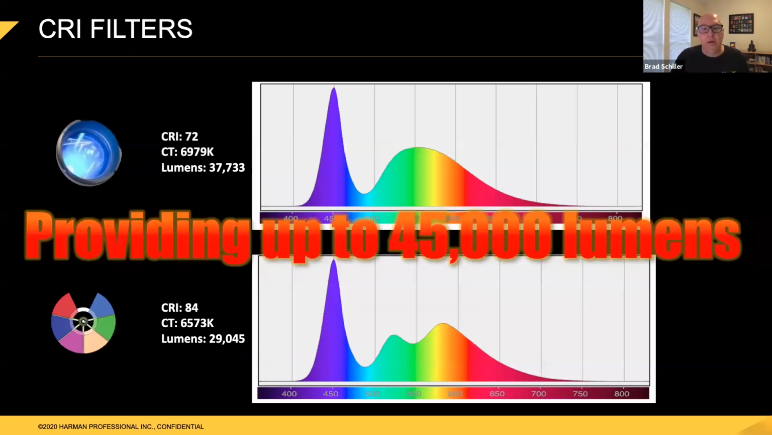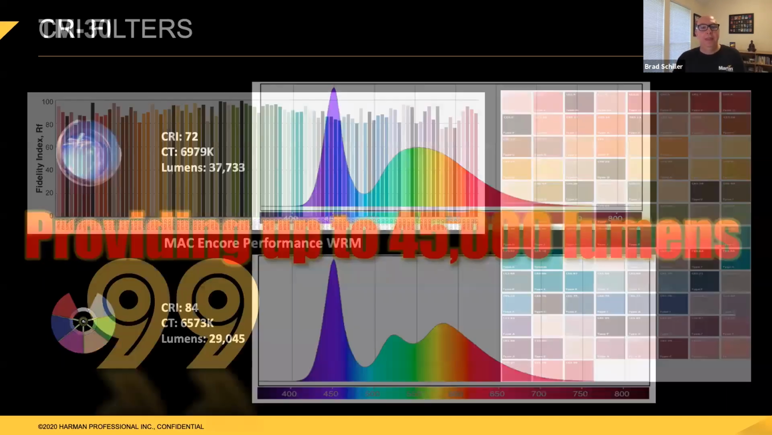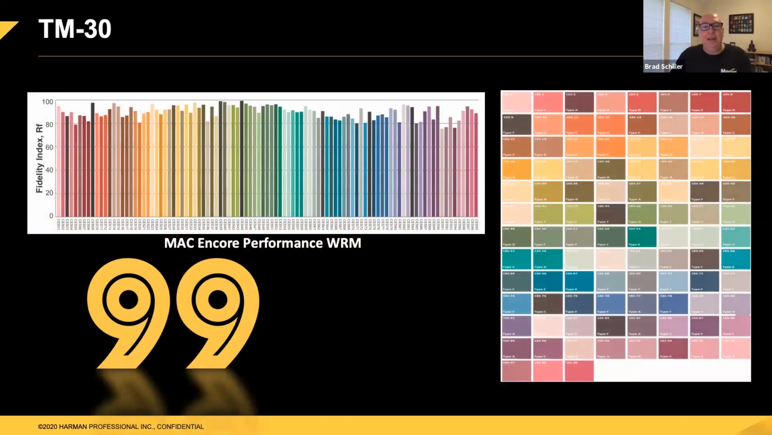So again, the literature says 45,000 lumens, but their own publication of their photometrics says 38,000. I don't know, crazy. All right, sorry about that little aside there, but I thought that was important to point out.